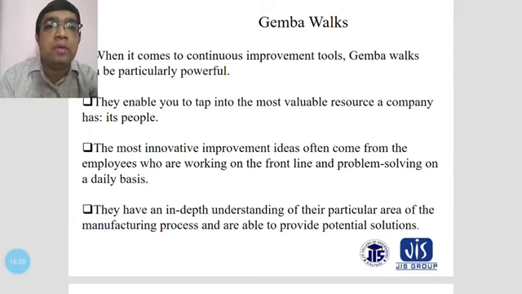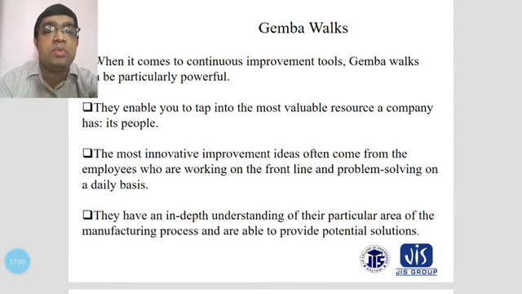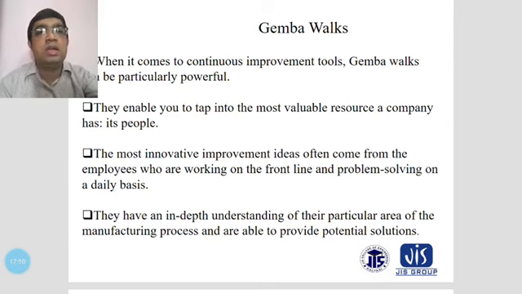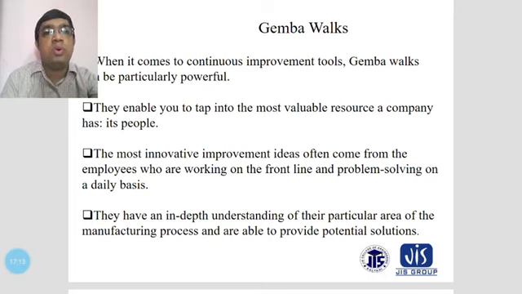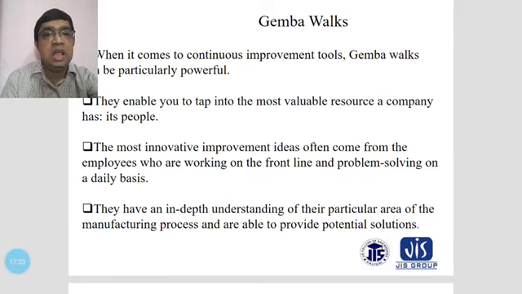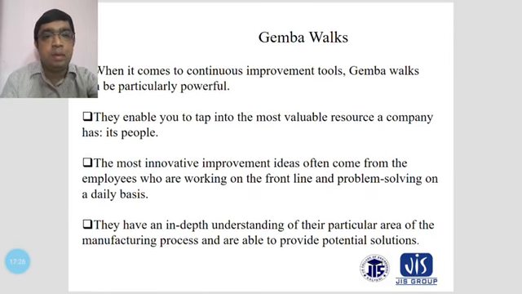When it comes to continuous improvement tools, the Gimbal Works can be particularly powerful. Basically, the first thing to consider is the PDCA cycles, and another thing is to consider according to the Gimbal Works. The Gimbal Works is a powerful tool for the continuous improvement of total quality management, and they enable you to tap into the most valuable resource a company has, its people.